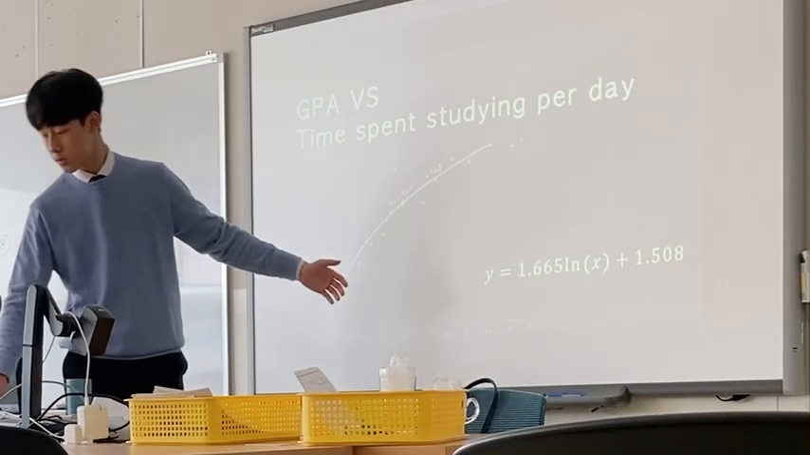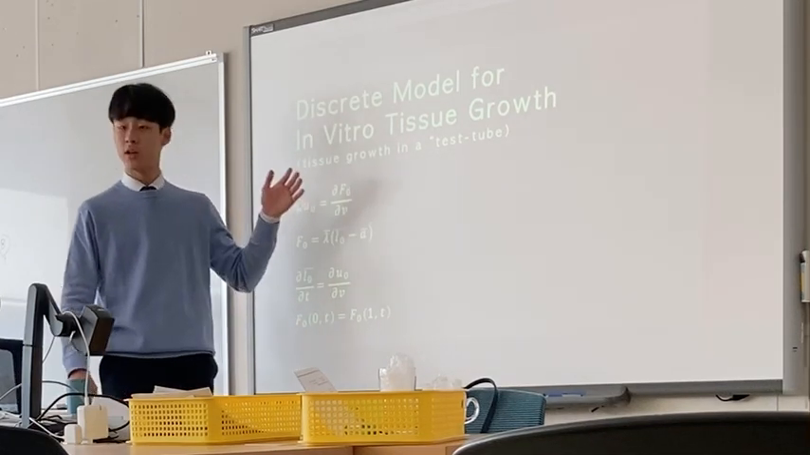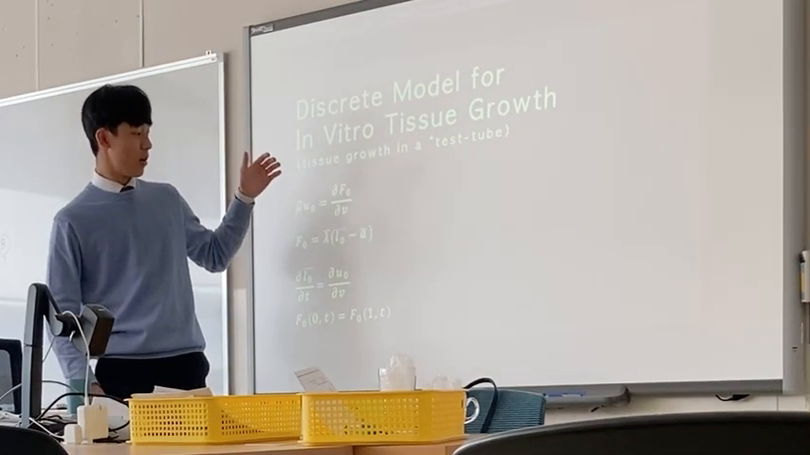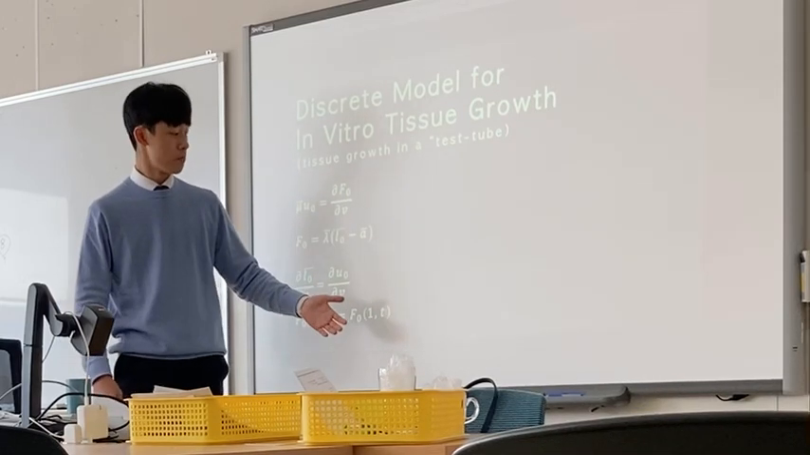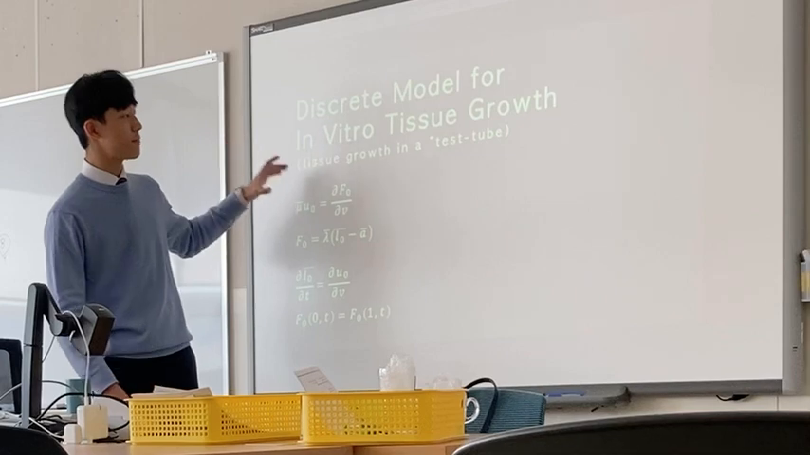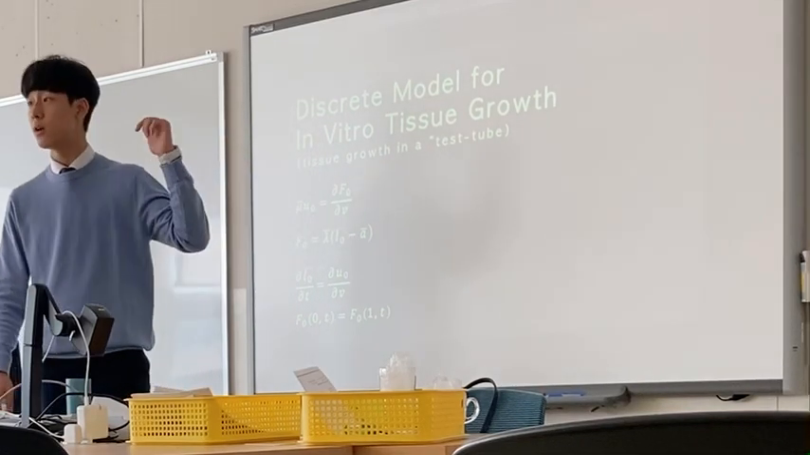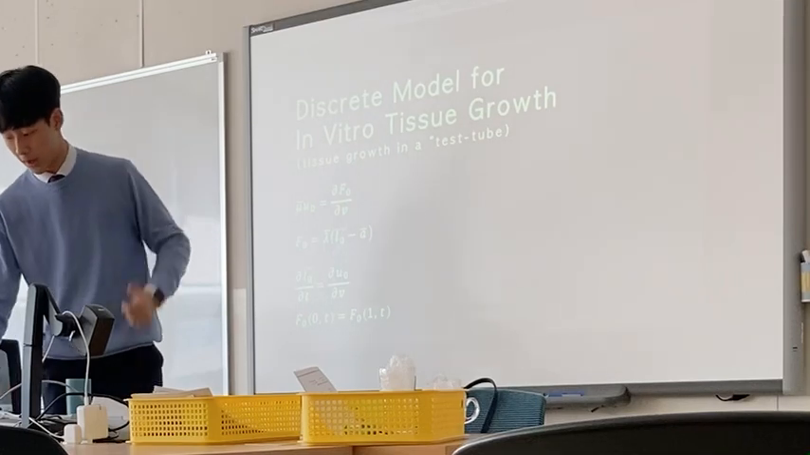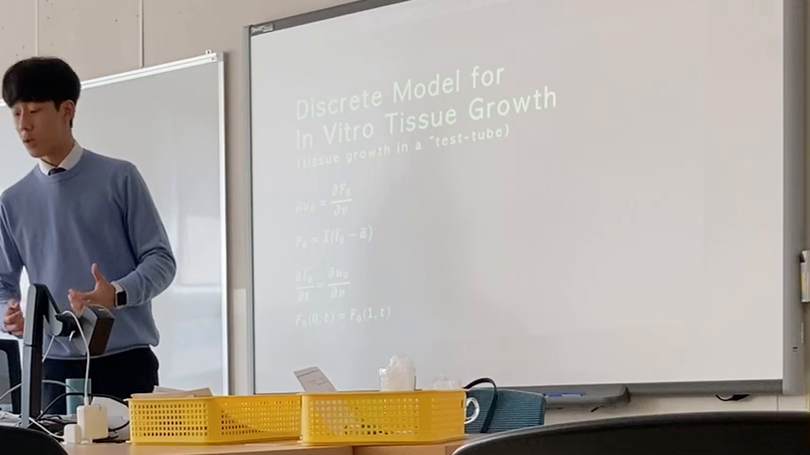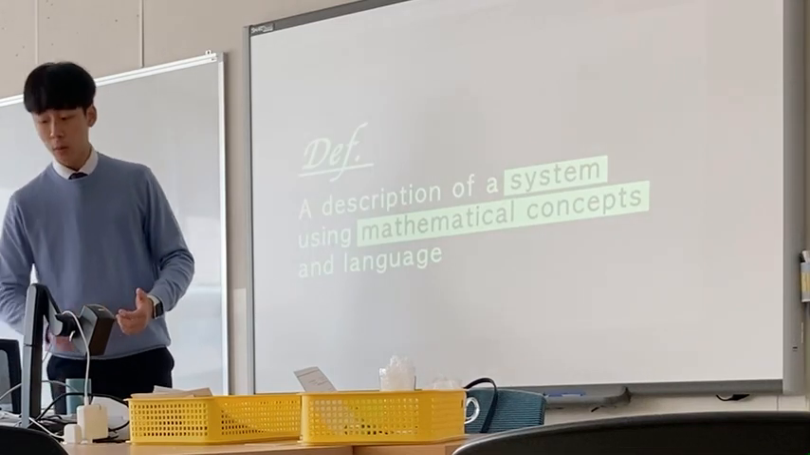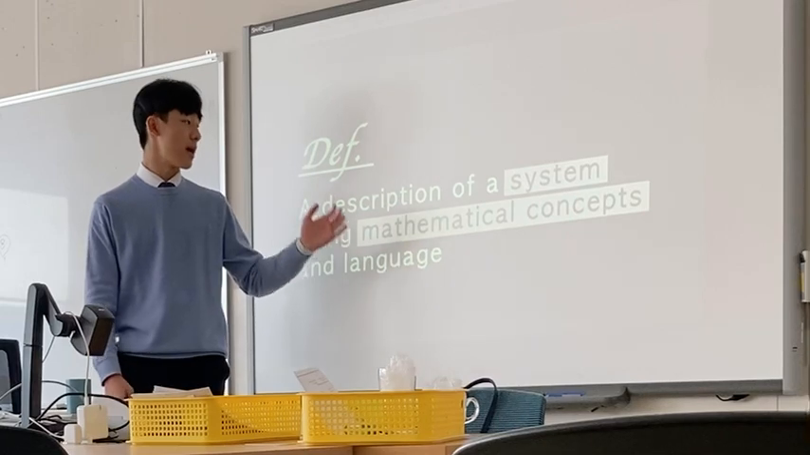But on the other hand, these discrete models for in vitro tissue growth, which is actually in Mr. Pettifor's undergraduate thesis, are also a kind of mathematical model. But the thing is that this looks quite different. This looks very different from what I previously talked about, which is the GPA versus time spent studying per day. So, what is a mathematical model? The formal definition is a description of a system using mathematical concepts and language.